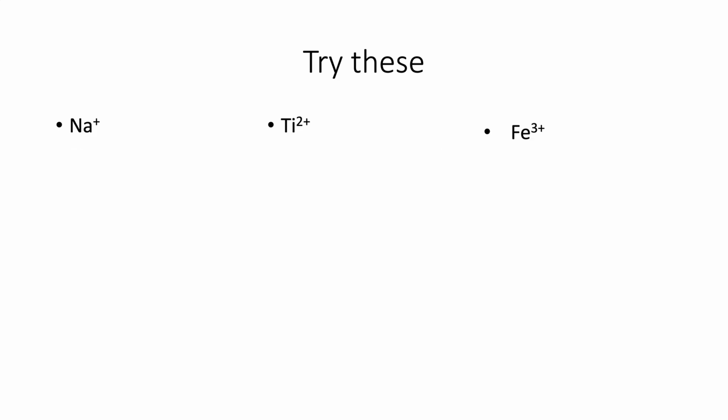The negative ions are easier. The positive ions are a little trickier. So if you want to try them on your own, write the electron configuration first of the atom, the uncharged, and then remove electrons from the valence. Try it on your own. Give you a minute or two. Just hit pause.